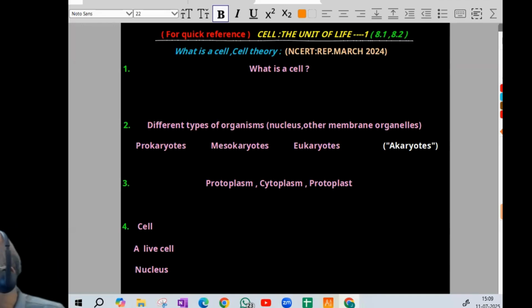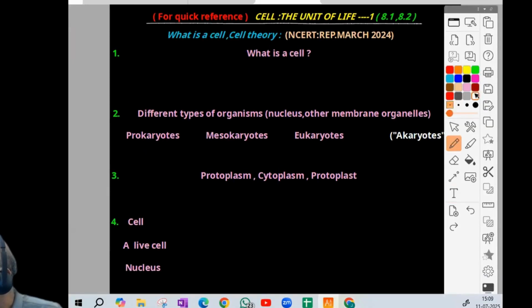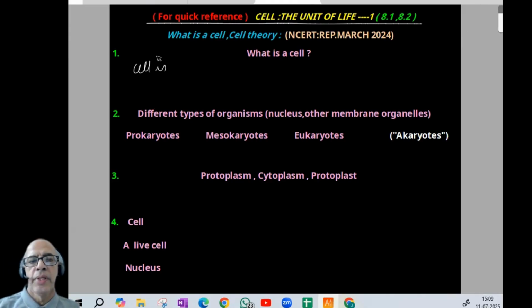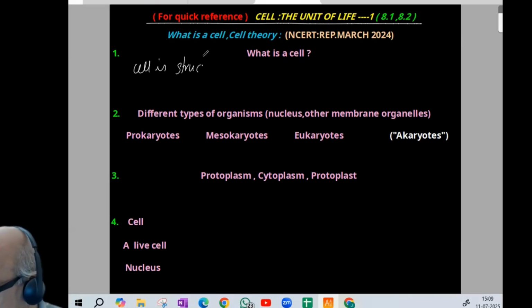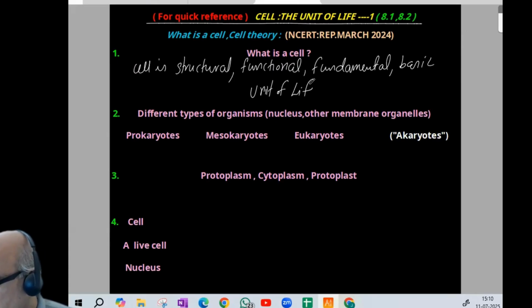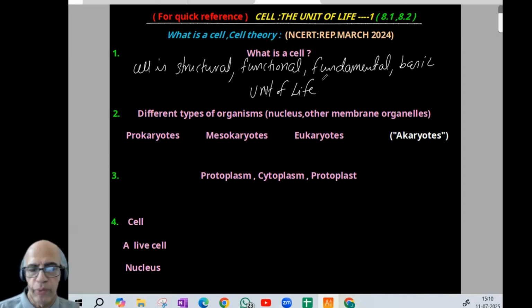When we come to discuss the cell, we can find that the cell is structural, functional, fundamental, and the last aspect is the basic unit of life. So this definition includes all the activities of the cell: structural, functional, fundamental, basic unit of life.